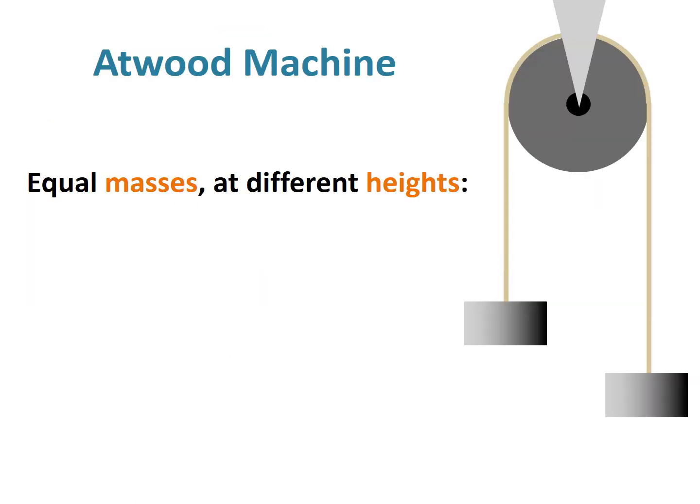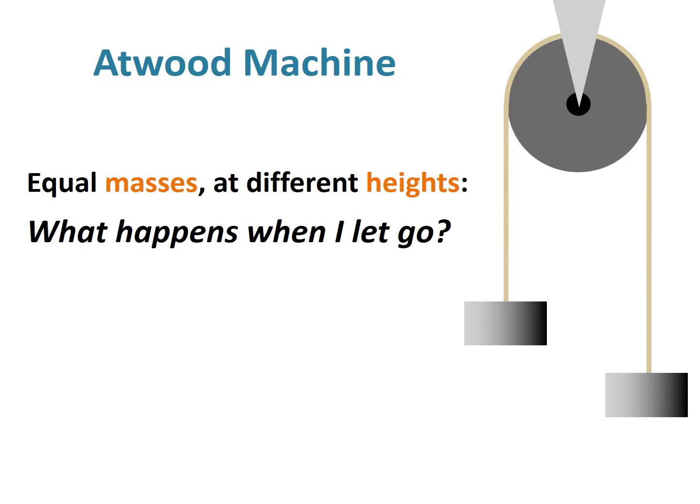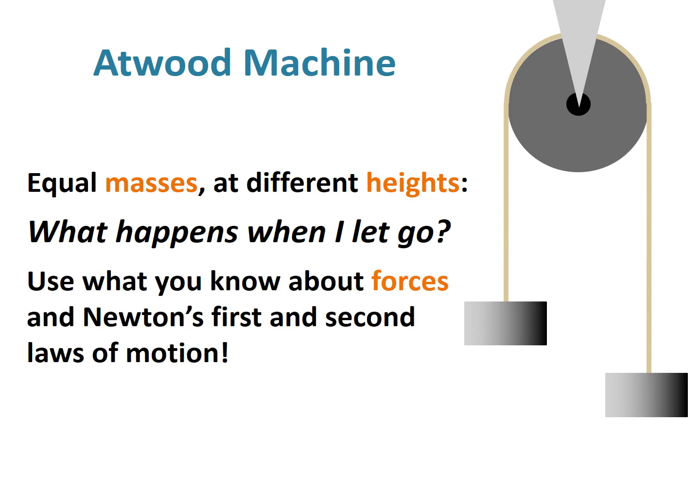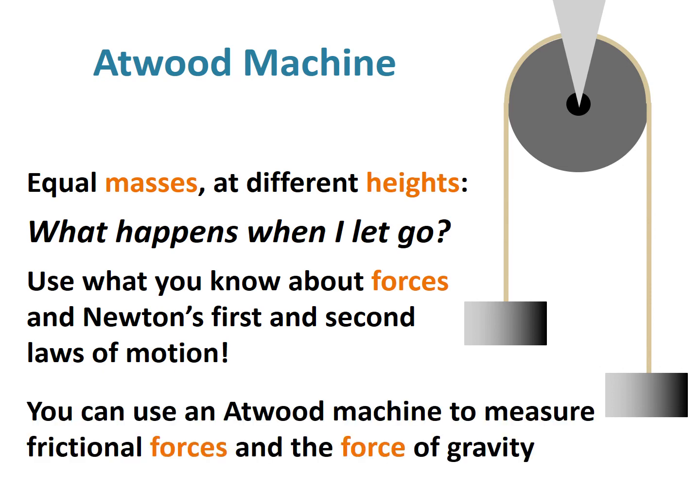An Atwood machine is where you have a pulley with equal masses at different heights. What happens when you let go? Use what you know about forces and Newton's second law of motion. You can use an Atwood machine to measure frictional forces and the force of gravity.